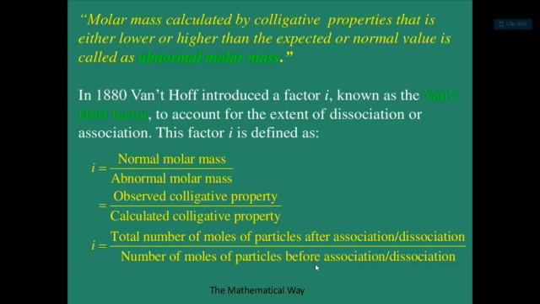Molar mass calculated by colligative properties that is either lower or higher than the expected or normal value is called abnormal molar mass. If the molar mass is calculated using any colligative property, such as lowering of freezing point or elevation of boiling point, and you observe that it is more or less than the calculated value of the molar mass, then these molar masses are called abnormal molar masses.